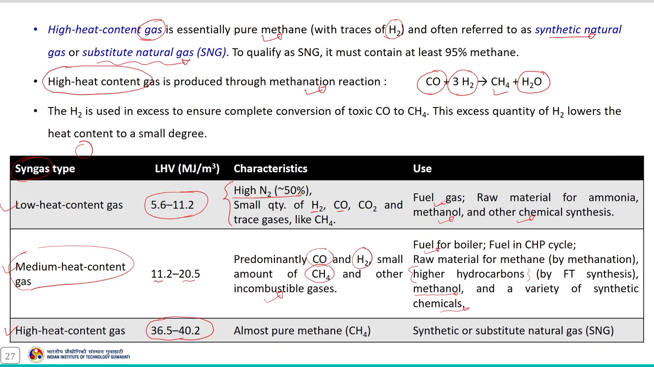However, this high heat content gas has a lower heating value in the range of 36 to 40, and it is almost pure methane, and it can be used as a substitute natural gas, commonly referred to as SNG.